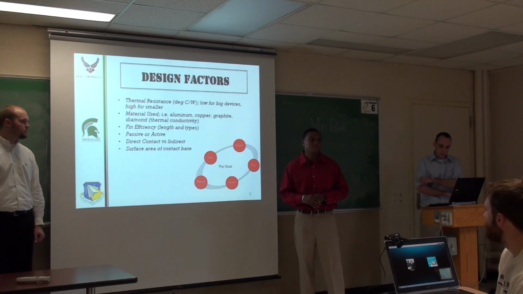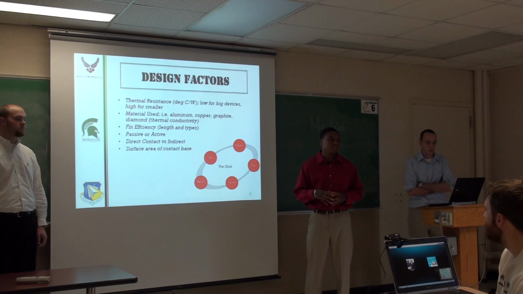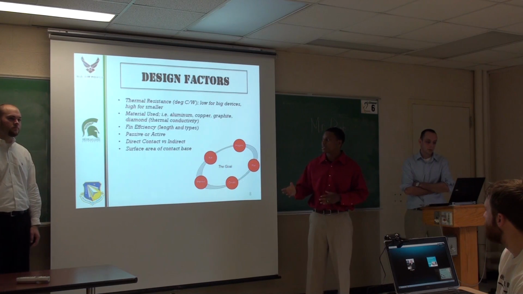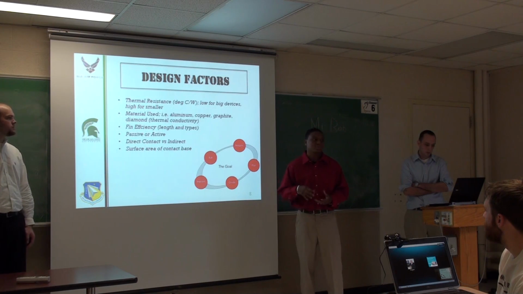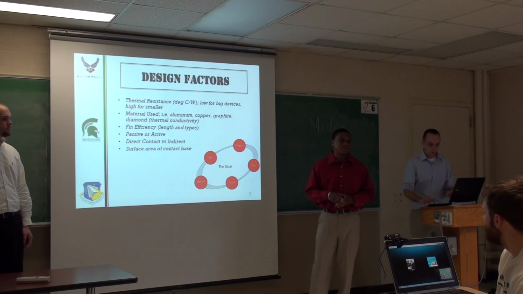Direct contact versus indirect. Again, if you need indirect, you need some type of paste or bond to put between the heat sink and the heat source. And also there is the surface area of the contact base. What type of geometry do you need for that contact?